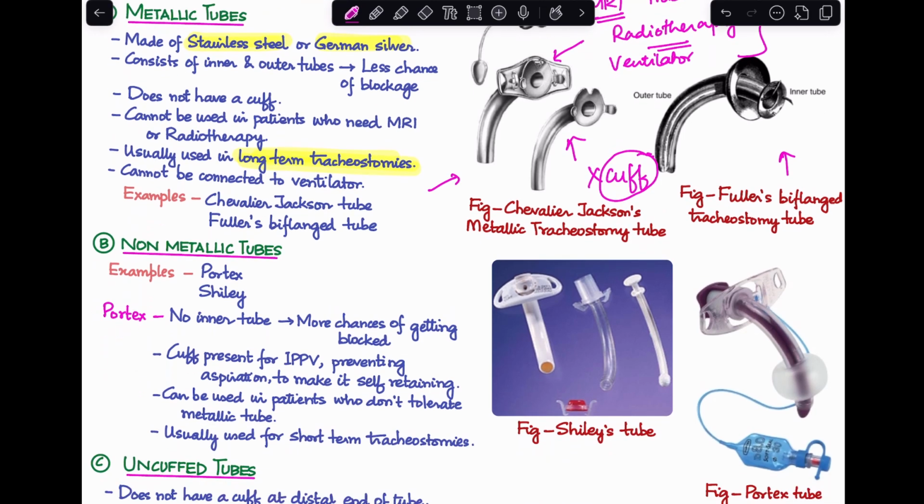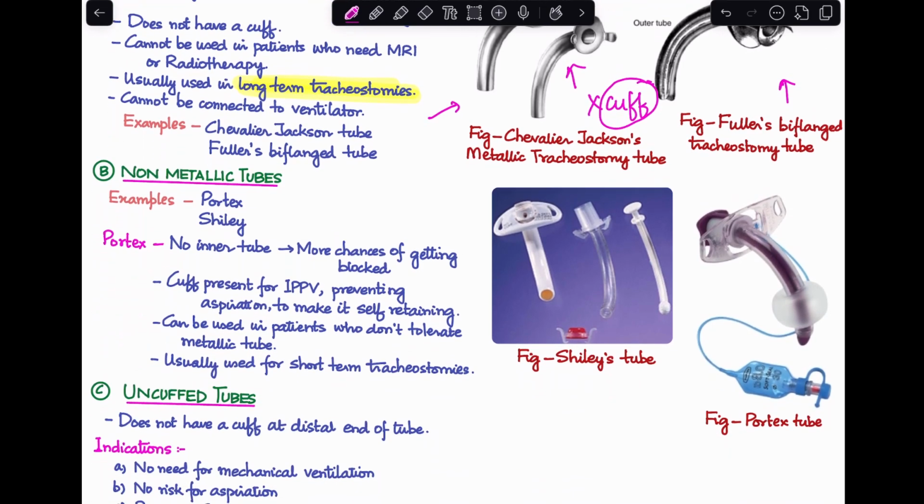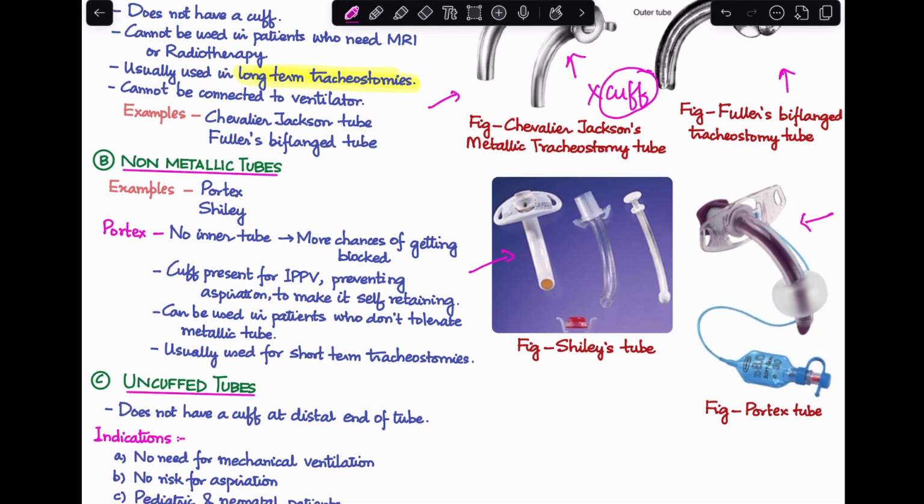So, if not metallic, we also have non-metallic tubes. For example, we have the Portex tube, which is the most common tracheostomy tube to be used. This right image is the Portex tube. This one is the Shiley's tube. So, there are multiple other such non-metallic tubes. Now, this Portex tube is the most common one that we use.